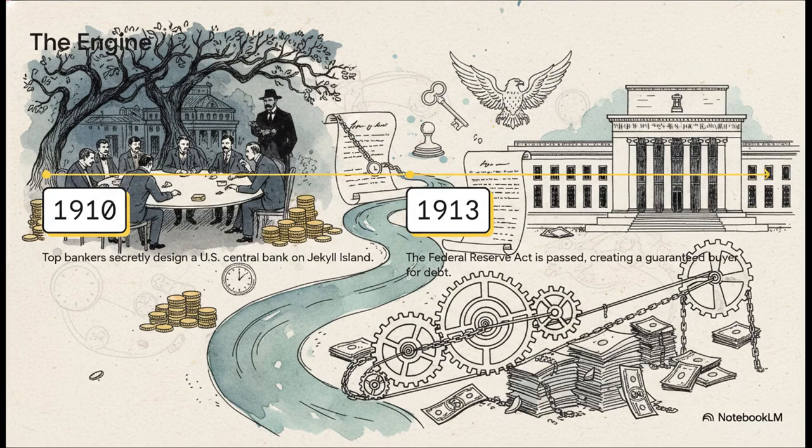So, in 1910, he and the nation's most powerful bankers met in total secret on a place called Jekyll Island off the coast of Georgia. Their mission? To design a central bank for America. And in 1913, their plan became law as the Federal Reserve Act.